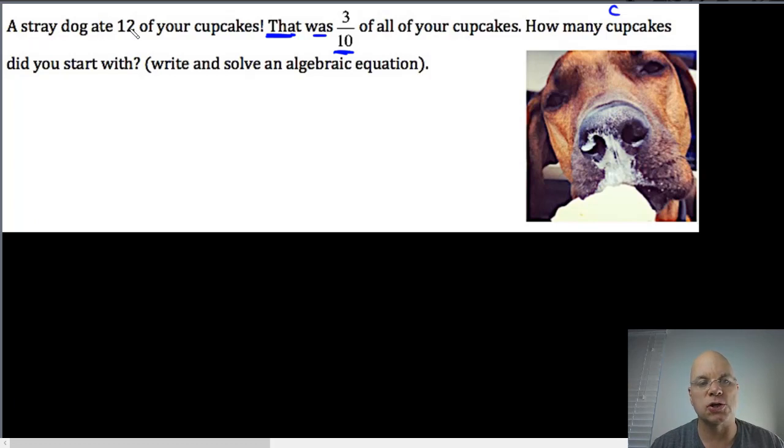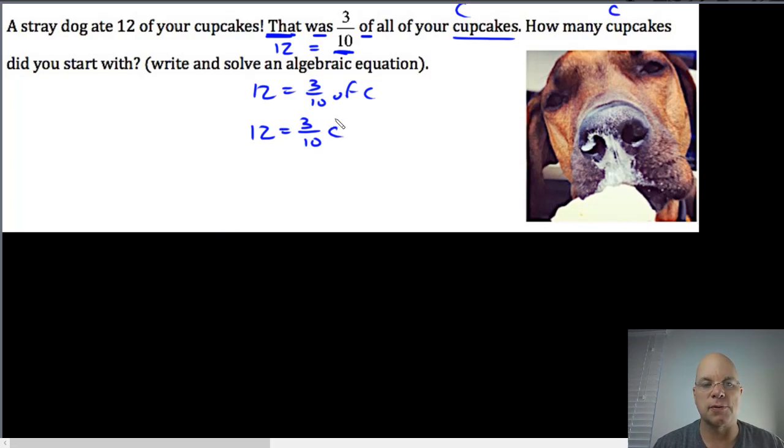A stray dog ate 12 of your cupcakes. That was, so 12, the amount the dog ate, was or equals 3/10 of your cupcakes, which we're saying is C. So 12 equals 3/10 of C. And then you just have to remember that of, in this context, an amount means multiply. So 12 equals 3/10 multiplied by C.